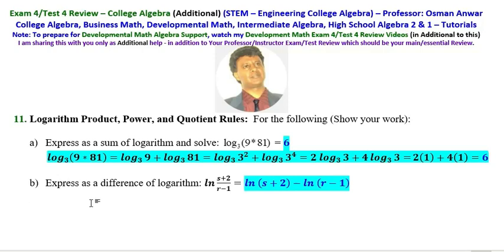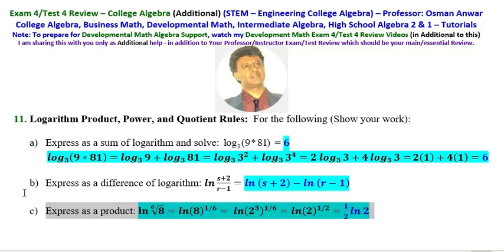Then express as a difference of logarithms, that is ln of (s plus 2) over (r minus 1). This is ln a over b, that is ln a minus ln b, which is ln (s plus 2) minus ln (r minus 1).